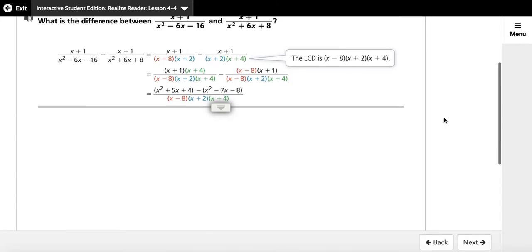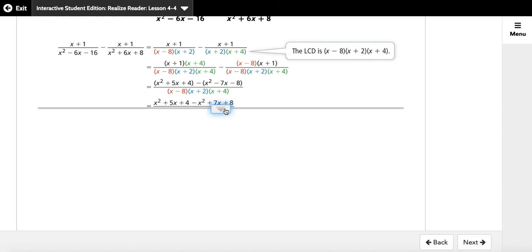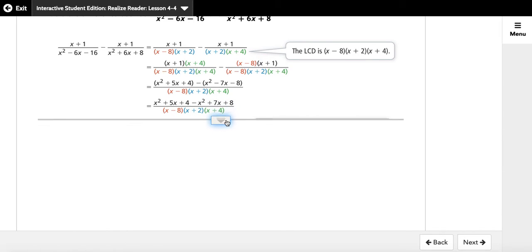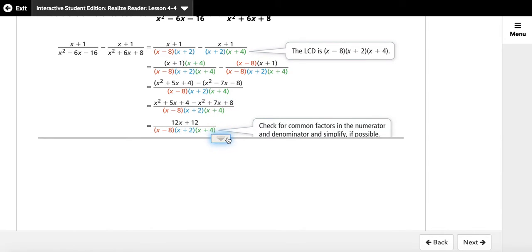Let's see what they did. Yes, and then combine like terms. And when they combined like terms, it was nice because the x squared and then there was a minus x squared, so you're just left with 12x plus 12. And then maybe that factors into one of these. You can factor a 12 out and you get 12 times x plus 1, but since x plus 1 is not one of these, you don't have to worry about factoring that.